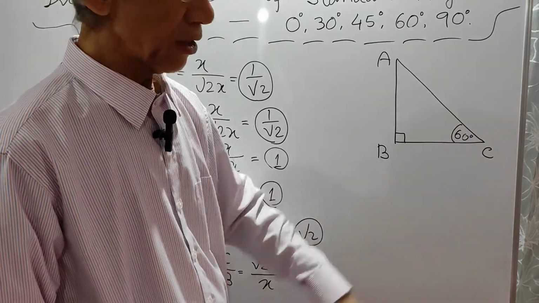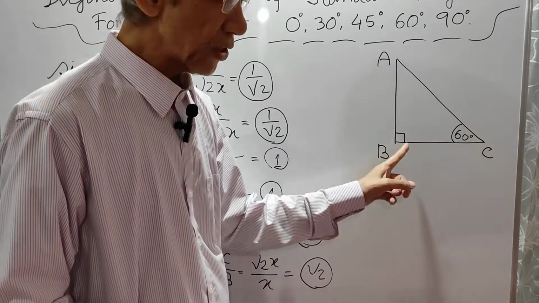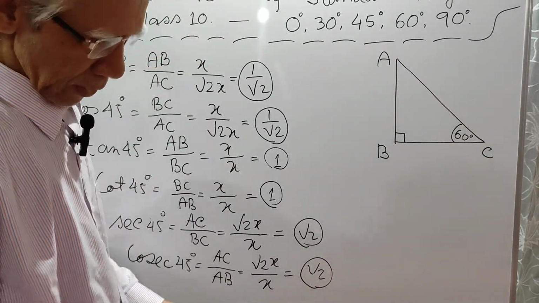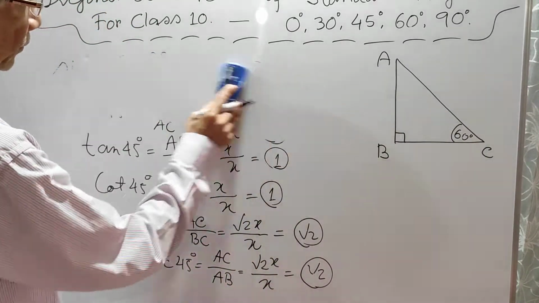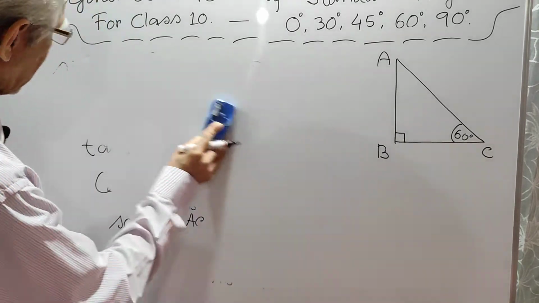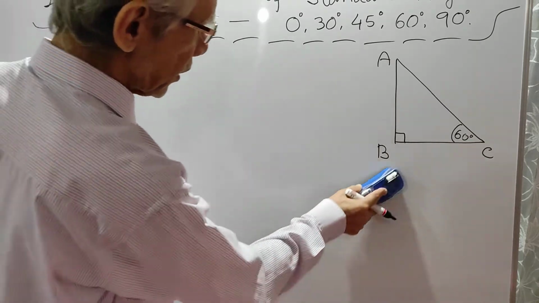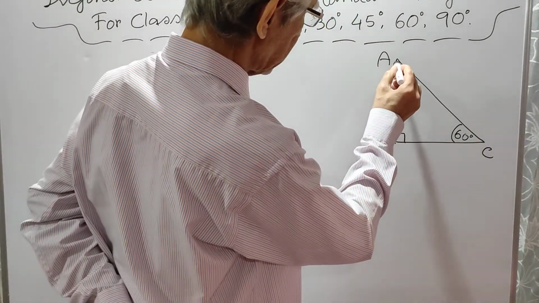Now, this angle is under consideration. Therefore, this side is the opposite side and this side is the adjacent side, and of course, this is the hypotenuse. All right. Now, for this, we take the help of an equilateral triangle. Now, look at this one.